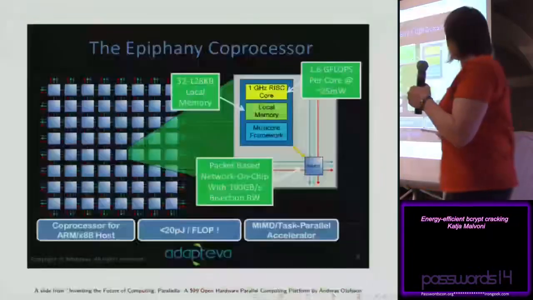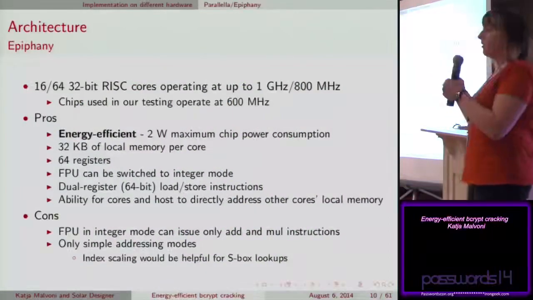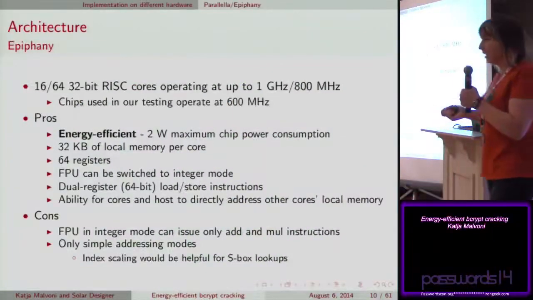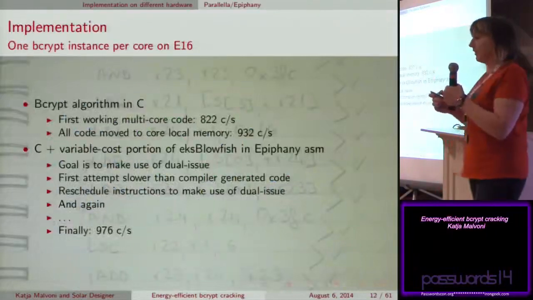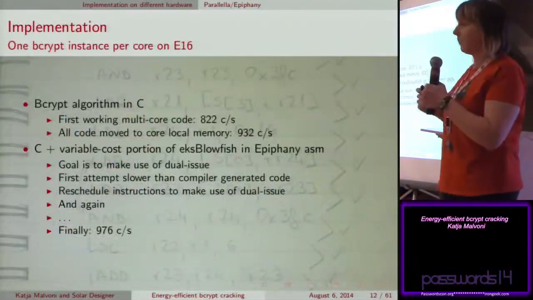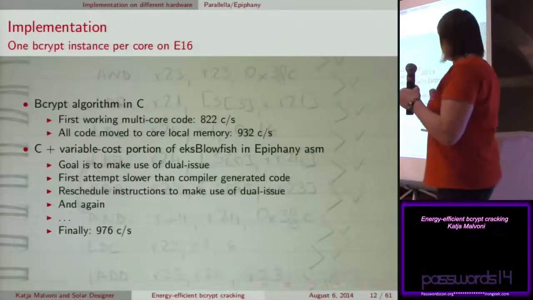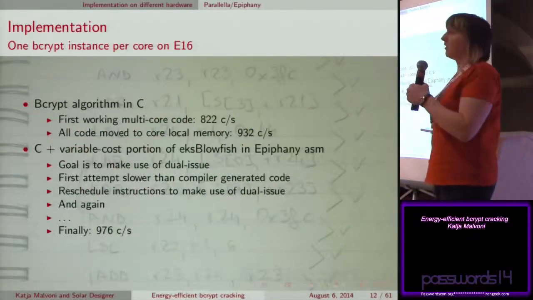And as I mentioned earlier, there is an FPU in integer mode, and the compiler couldn't use it. It couldn't just see, oh, this instruction could be issued on the FPU, and do it. So it was necessary to write it in assembly.